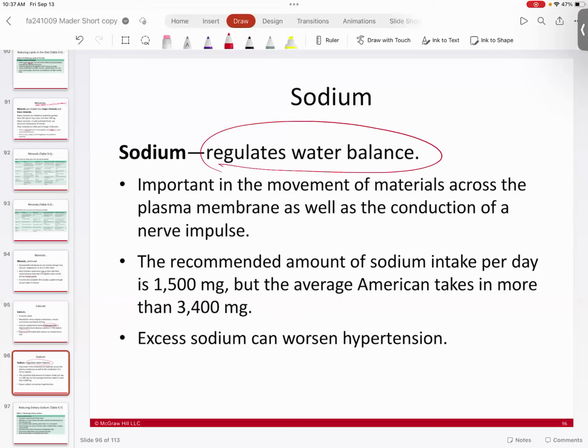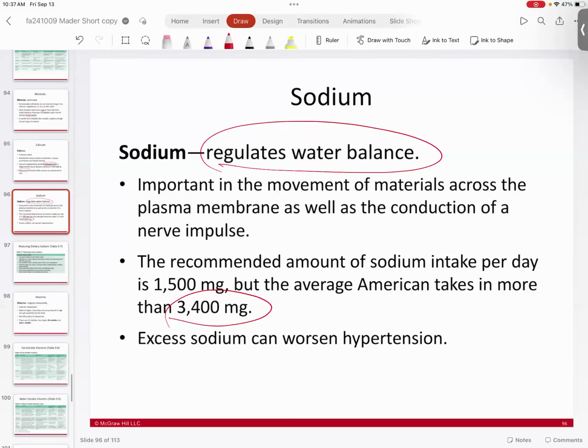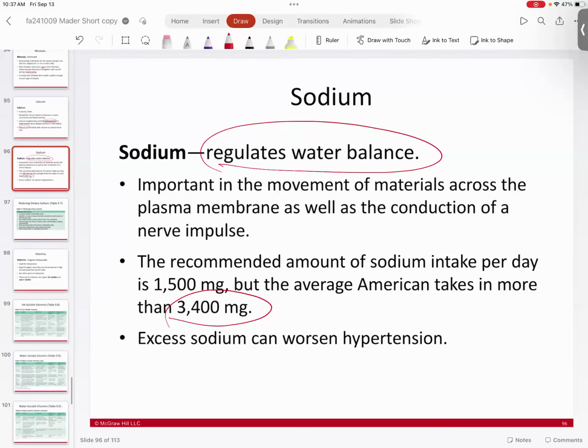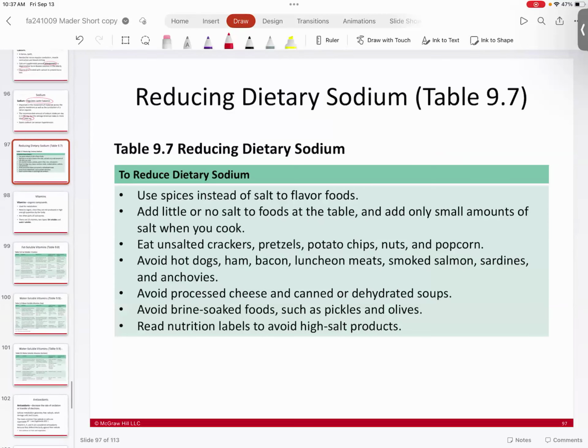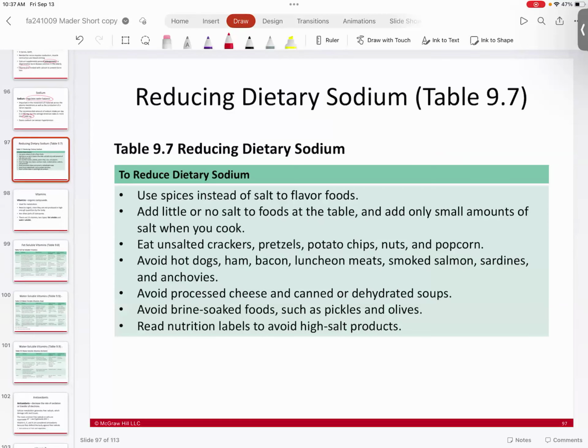We recommend roughly about a gram and a half. Normally we have more than enough, right? So about twice that for the average American. We love our salt. And so that can create hypertension, but oftentimes we'll just offload it in our urine. So to reduce dietary sodium, obviously, don't eat salty foods, and then of course use spices instead of salt itself.